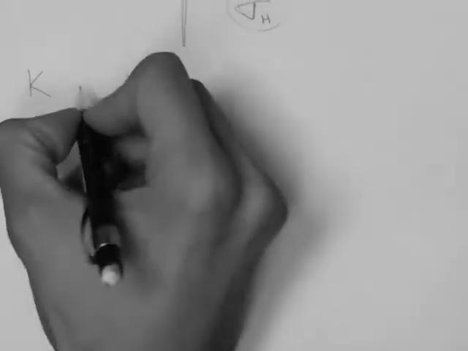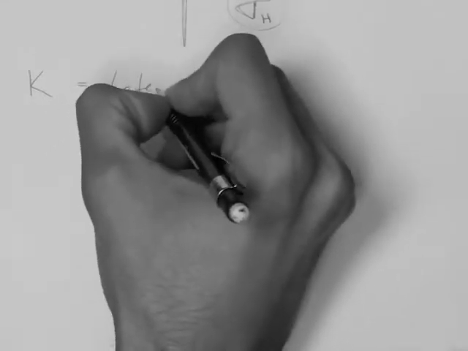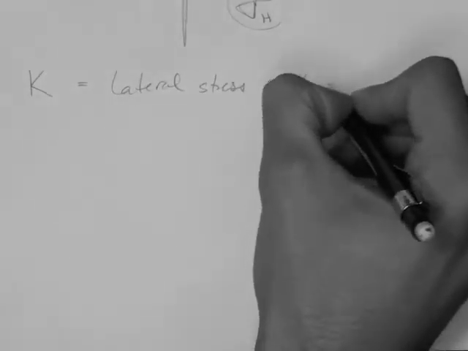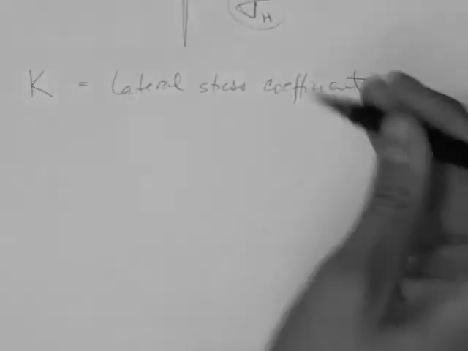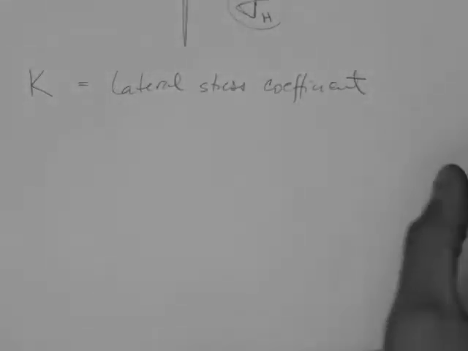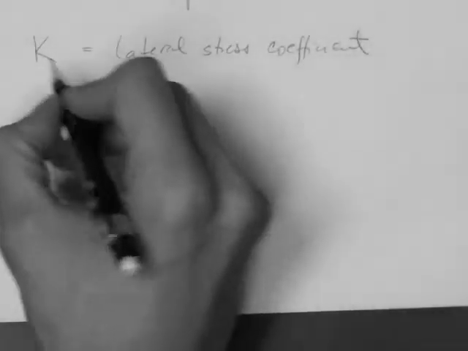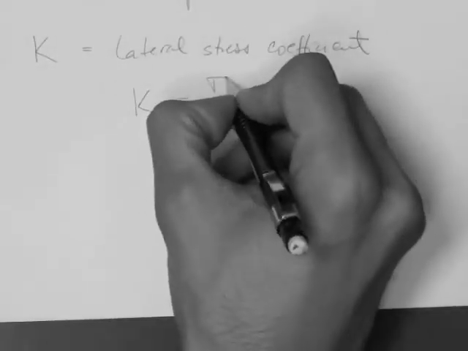Now to determine the horizontal stresses, we need to know the value of the parameter K. Okay, this parameter is called the lateral stress coefficient. This K, the lateral stress coefficient, basically relates the vertical effective stress to the horizontal effective stress. It's a soil parameter, okay? And so the definition is this.